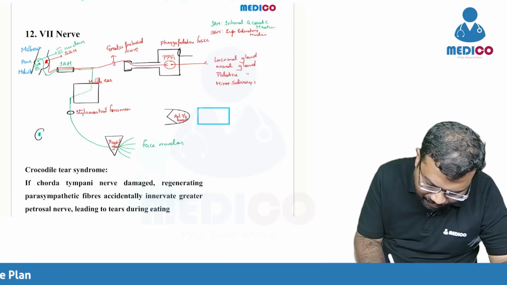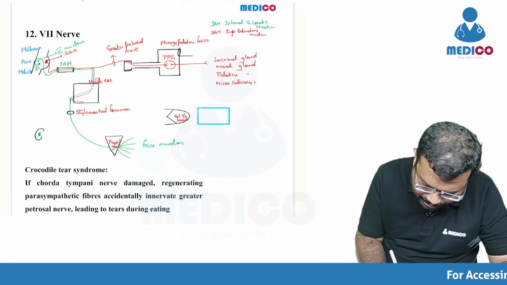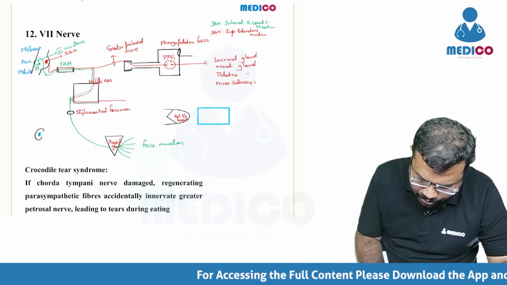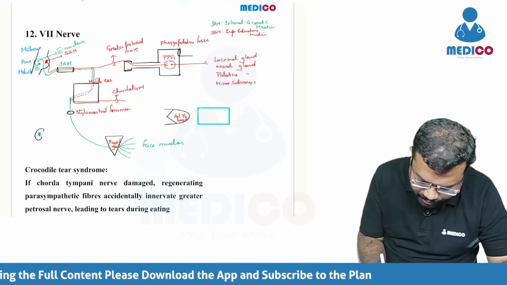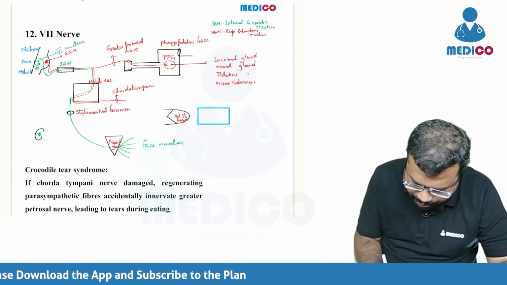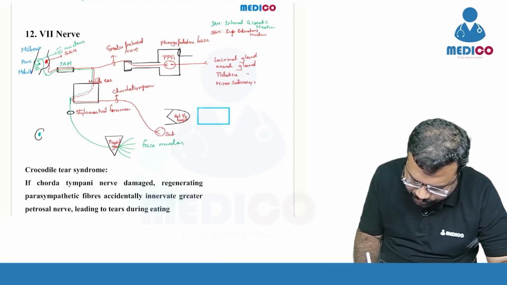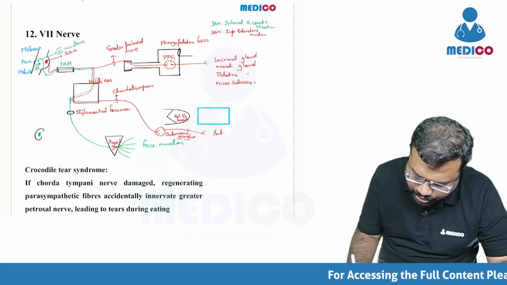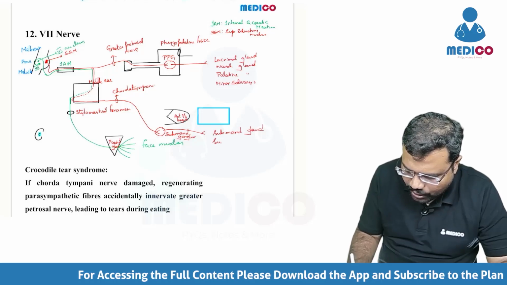Whereas the remaining fibers will come down and go through the tympanic membrane as the chorda tympani. So, this nerve is called the chorda tympani. And these chorda tympani fibers will go and end in the submandibular ganglion. From the submandibular ganglion, it will be supplying the submandibular gland and also the sublingual gland.